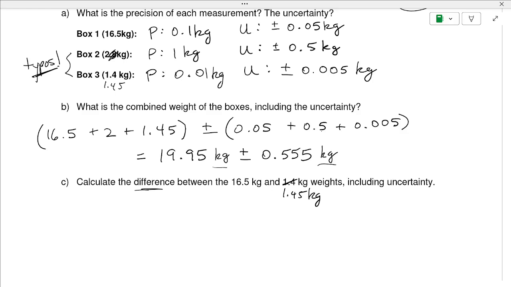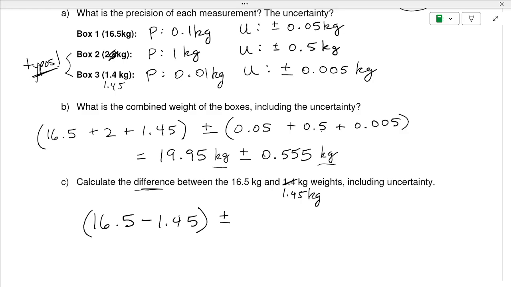You're doing subtraction, right? So 16.5 minus 1.45 is my measurement, plus or minus... now careful here, here's where people mess this up. What do I do with the uncertainties? I add them. It's like, but I'm subtracting the numbers. Why would I add the uncertainties?